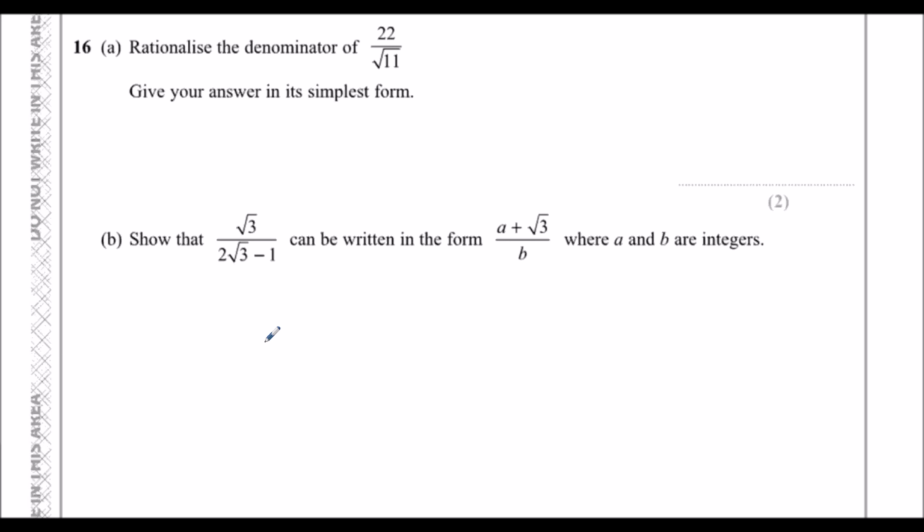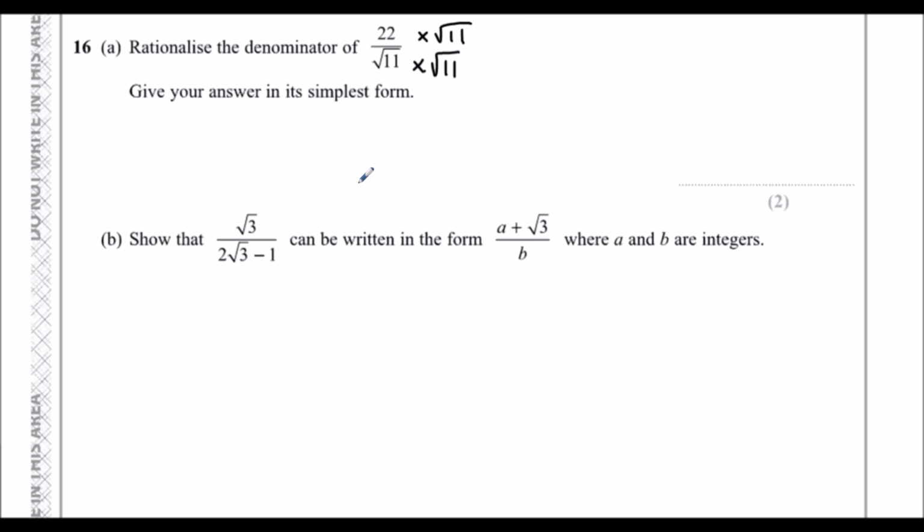Question 16. Rationalize the denominator of 22 over root 11. Give your answer in its simplest form. So when we're asked to rationalize a denominator, that means we want to get rid of the square root. We don't want a square root on the bottom. So if we multiply the bottom by square root 11, we can get rid of square root 11. But if we multiply the bottom by something, to keep the fraction the same, we have to multiply the top by the same thing.